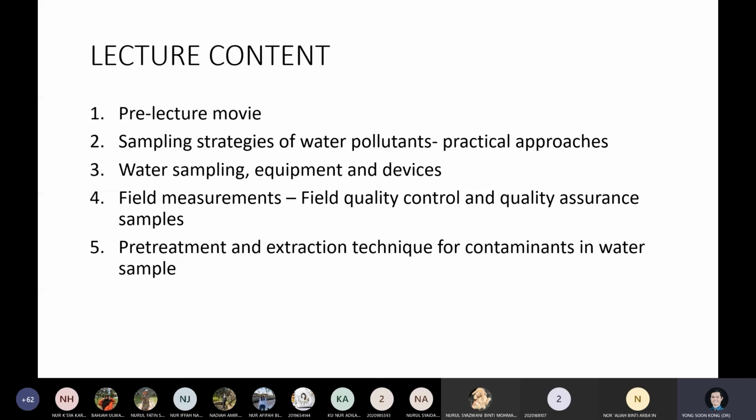For the lecture content, we would probably have a pre-lecture movie, but I think I'll skip that and let you watch it. Because in this lecture movie, most of the content is displaying the techniques. At the end of this lecture, we're going to go through the techniques, but you can always come back and look at the actual video.